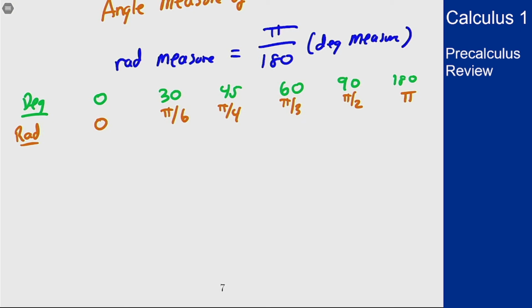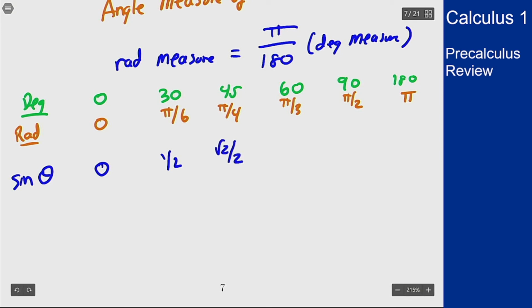So what does this mean? Well, if I want to look at, say, sine of theta, I know what that does for all these special angles. Sine of 0 is 0. Sine of 30 degrees, or sine of pi over 6, is 1/2. For pi over 4, I get root 2 over 2. For pi over 3, I get root 3 over 2. For 90 degrees, I get 1. 180 is back to 0.